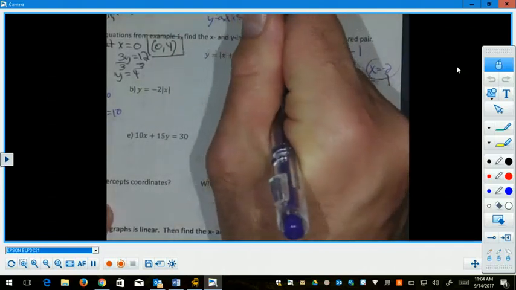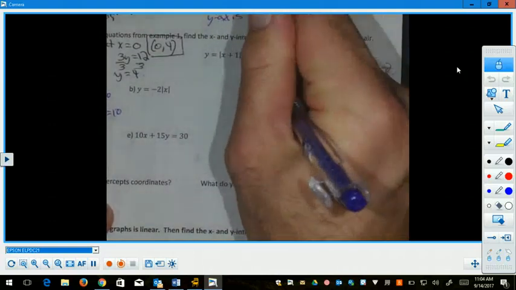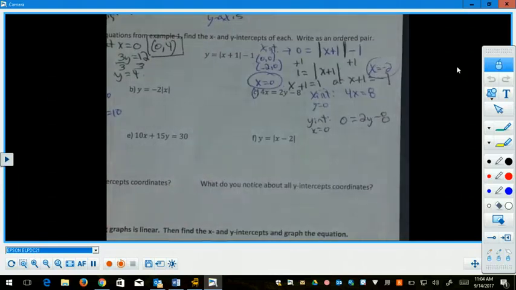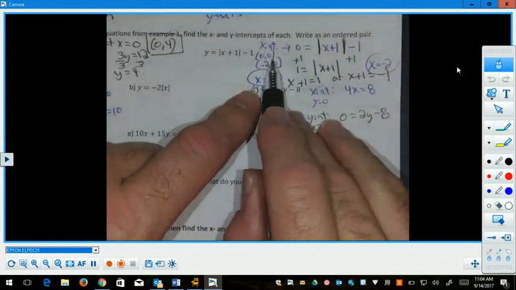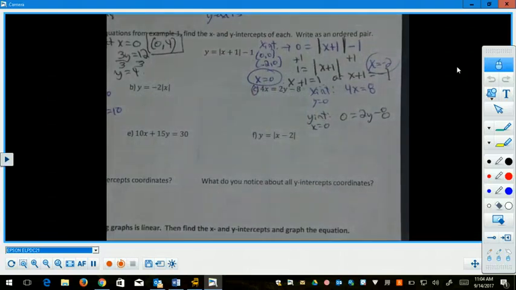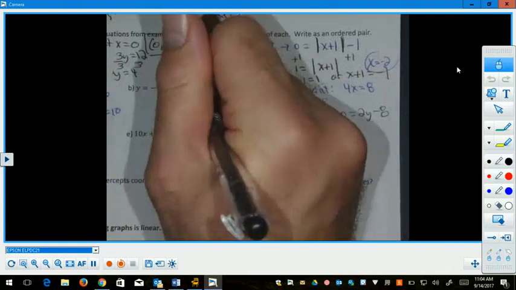So there are, in fact, 2 x-intercepts: 0, 0, and -2, 0. Those are my numbers for my x-coordinates when my y-coordinate was 0. To find my y-intercept, I plug 0 in for x.